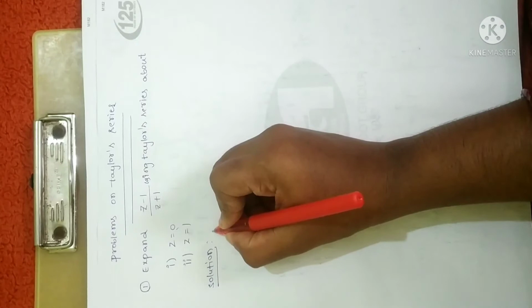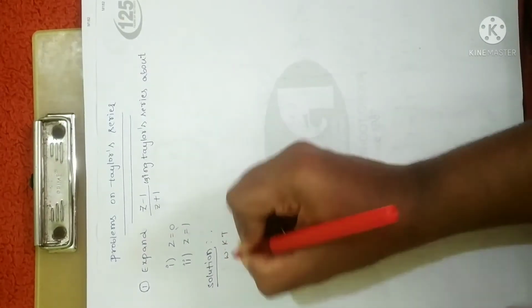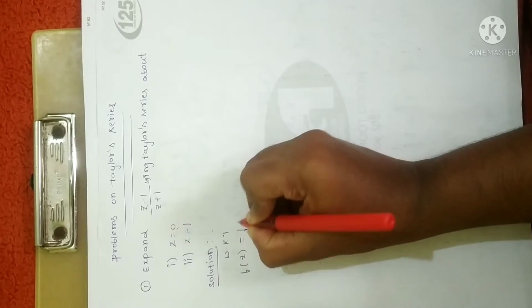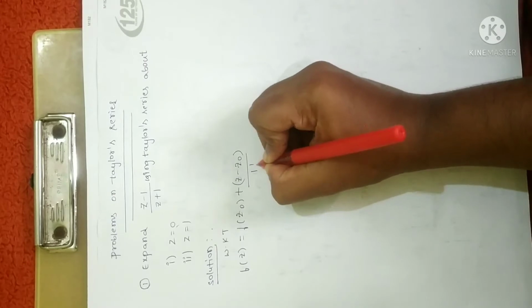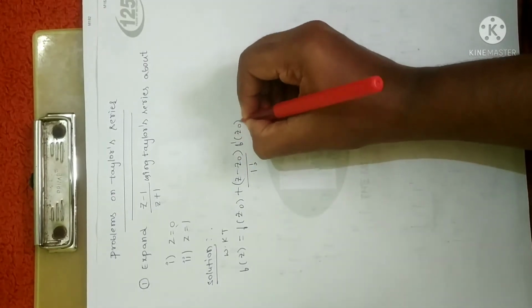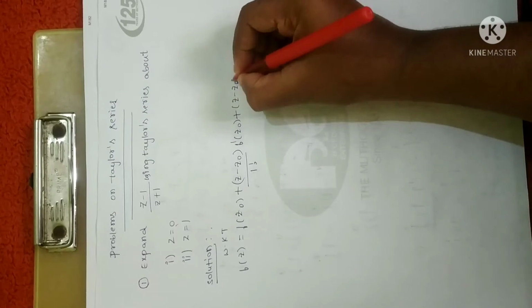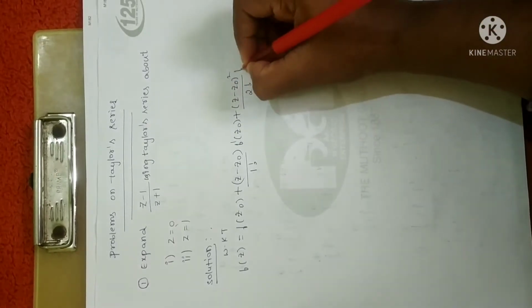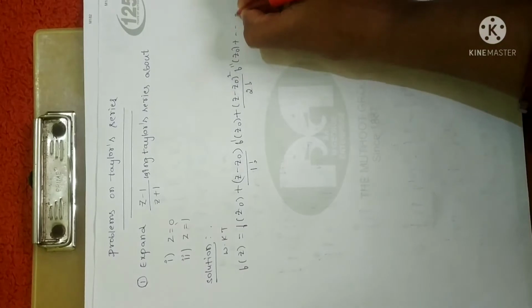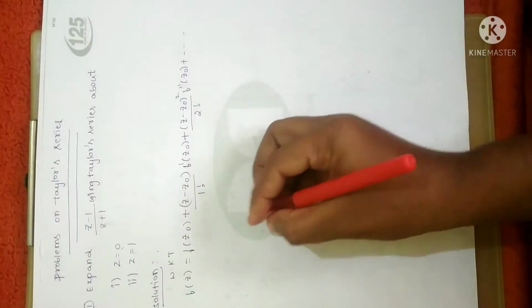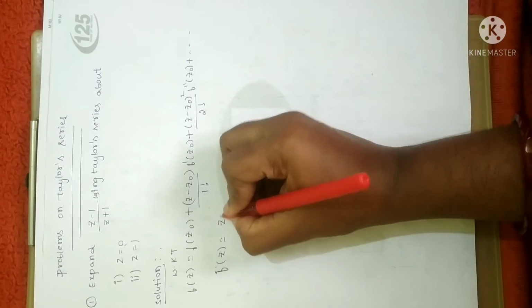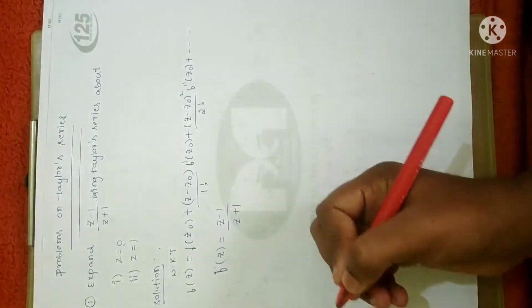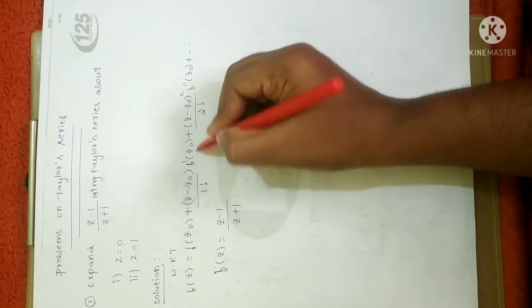Fine. First let me write down the Taylor series expansion. So we know that f of z is equal to, I am going to write the expansion, f of z naught plus z minus z naught divided by 1 factorial into f dash of z naught plus z minus z naught whole square divided by 2 factorial into f double dash of z naught plus so on. It will be continuing. So this is what the Taylor series expansion is. Fine. Now let me consider the function as f of z, given by z minus 1 divided by z plus 1. Now what we need to calculate is f dash and f double dash.